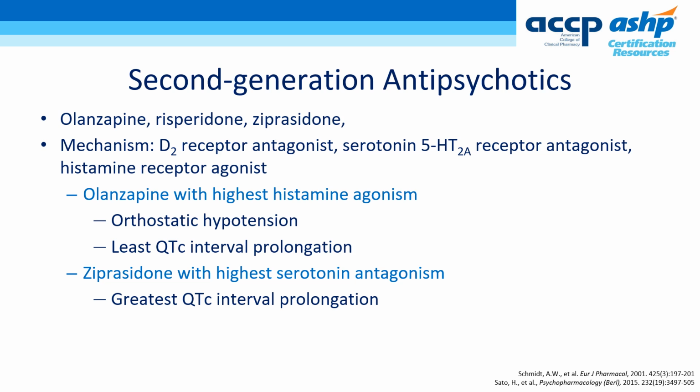These differences lead to variances in their side effect profiles, with olanzapine having higher rates of orthostatic hypotension, particularly in the geriatric population, and ziprasidone associated with greater QTC prolongation. Now, risperidone also has action on multiple receptors, including dopamine, serotonin, alpha-2, and histamine, and therefore also carries the risk of orthostatic hypotension. Interestingly, there's also been an association with increased risk of stroke in elderly patients with a history of cardiovascular disease who are taking risperidone.